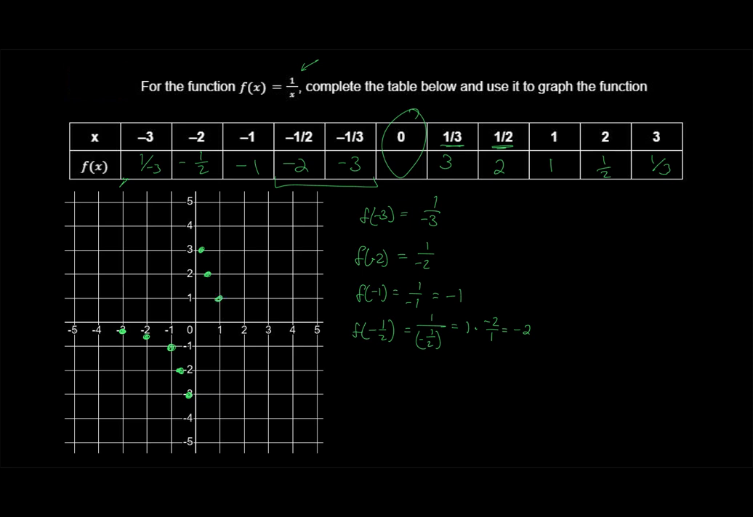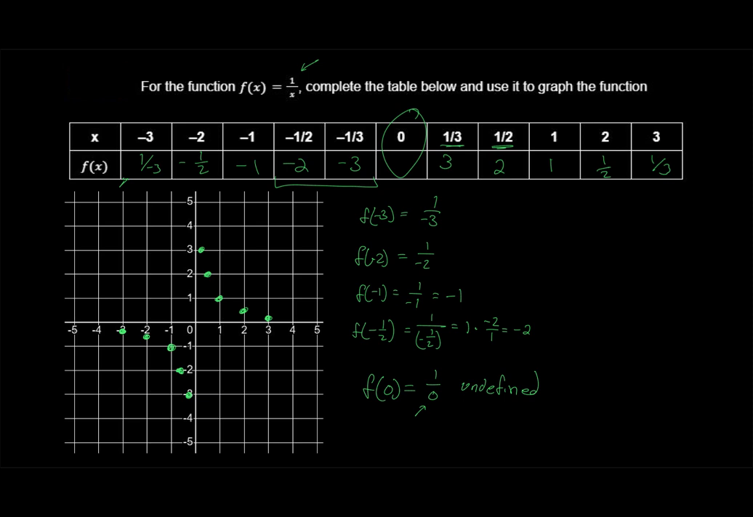We have 2 and 1/2, and we have 3 and 1/3. So you can see that we have that same shape going on here and here. Now if I go back and try to plug in 0, f of 0 is 1 over 0, but we can't divide by 0. We can't have 0 in the bottom of the fraction. So it's undefined.